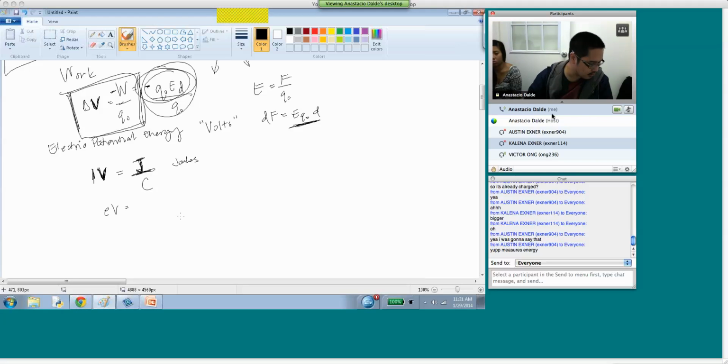What is an electron volt? Well, an electron volt is simply coulombs times volt. It's basically the charge that you have on one electron, so that would be this guy, times your voltage, times 1 volt, which is a really small number. Are we cool with that?